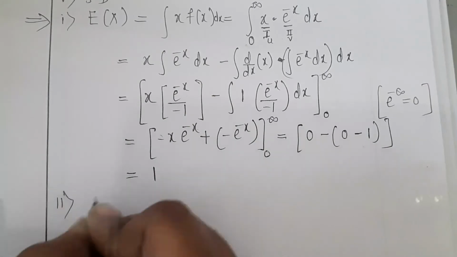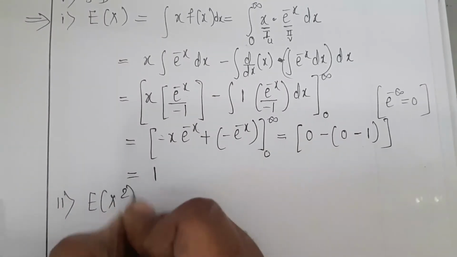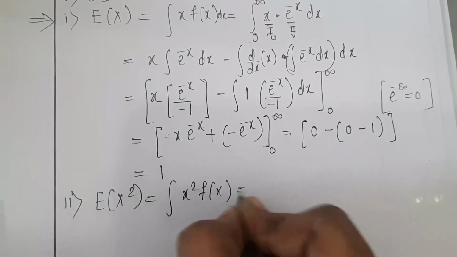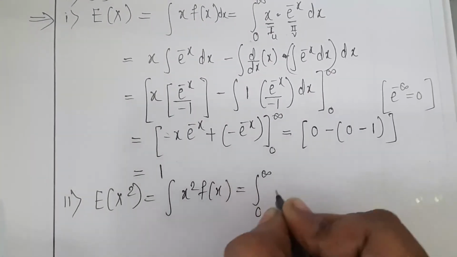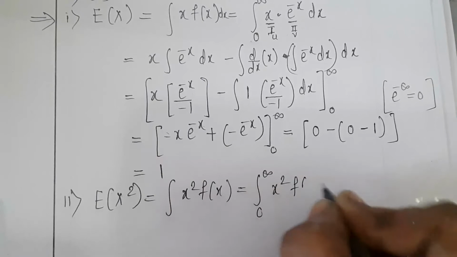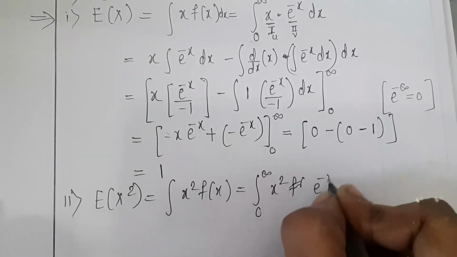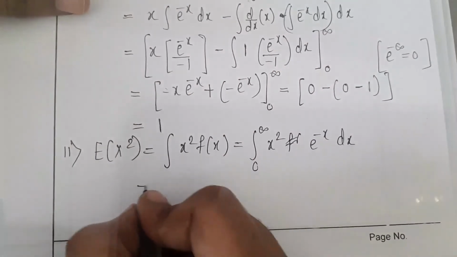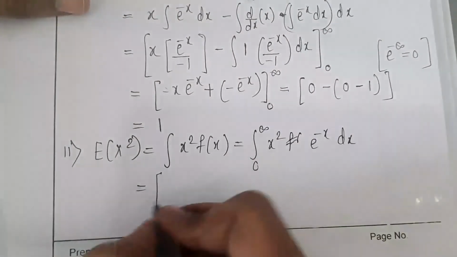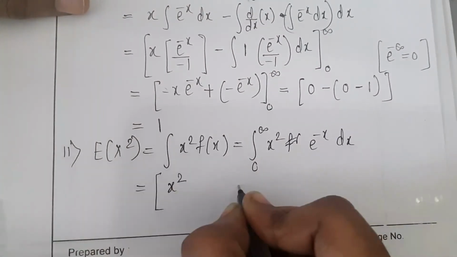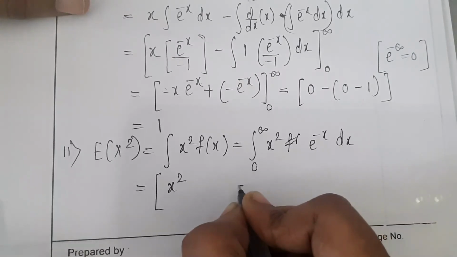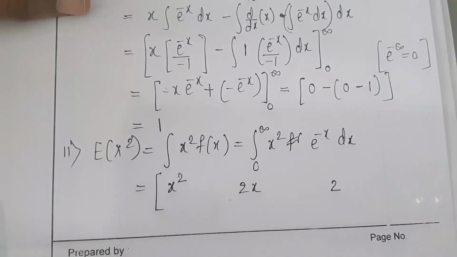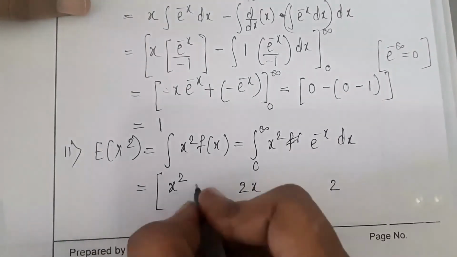Second part, we want the expectation of x square. So it is the integration of x square into f of x, which is equal to integration 0 to infinity x square multiplied by e to the power minus x into dx. Now use integration by parts again. Here I am using the generalized rule. x square as it is, then find the derivative of x square, which is 2x, and the derivative of 2x, which is 2.